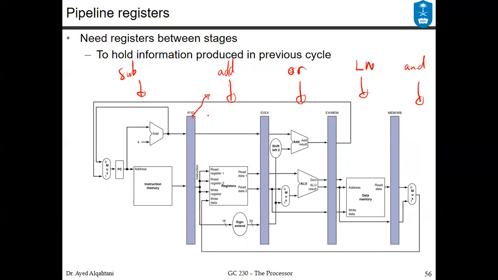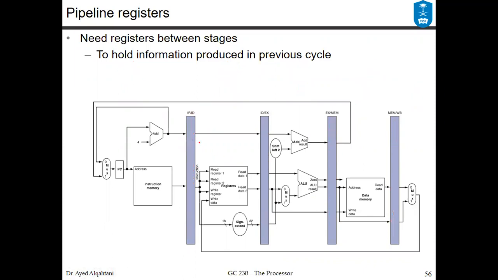So when it was fetched in the previous cycle, we should have saved every value that needs to be saved in this IF/ID registers. Similarly, for the OR, it needs its registers and anything related to it right there. The load, it needs the values here, and the add needs its values here.